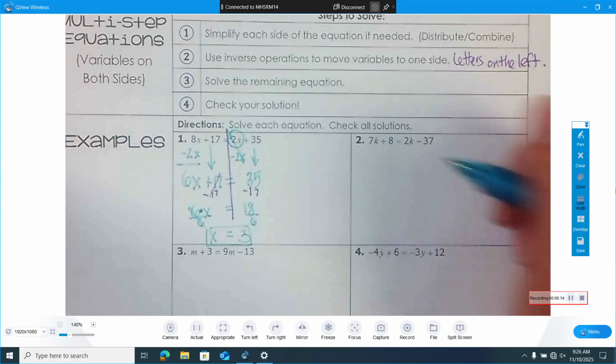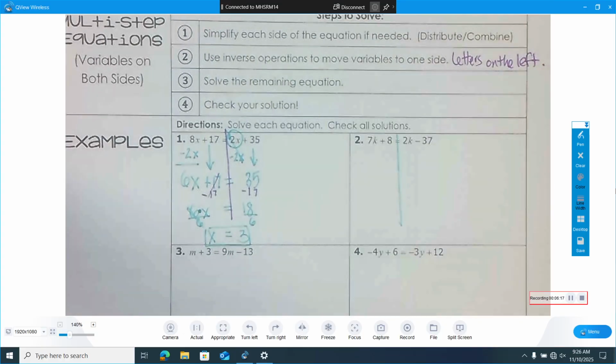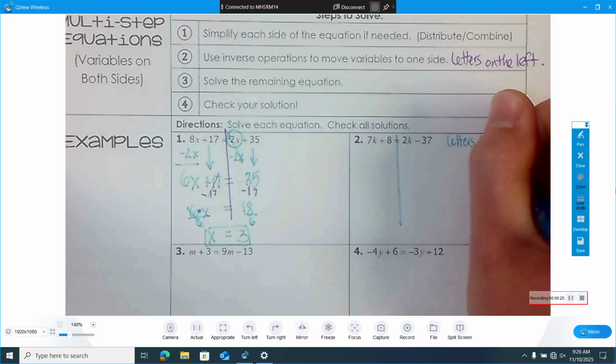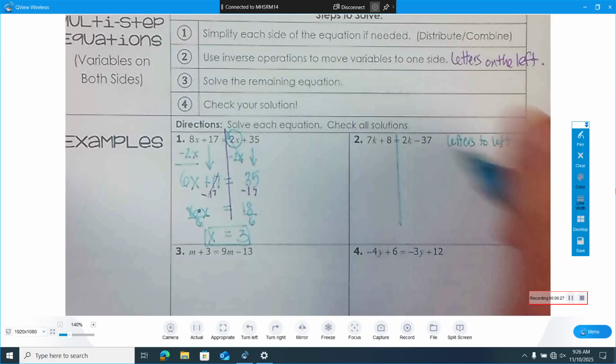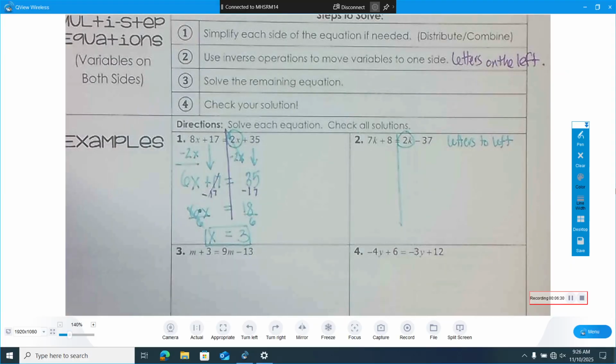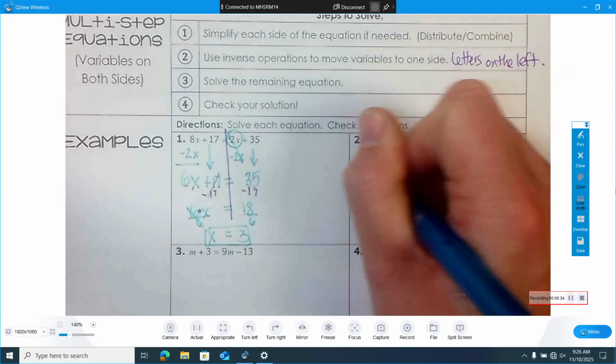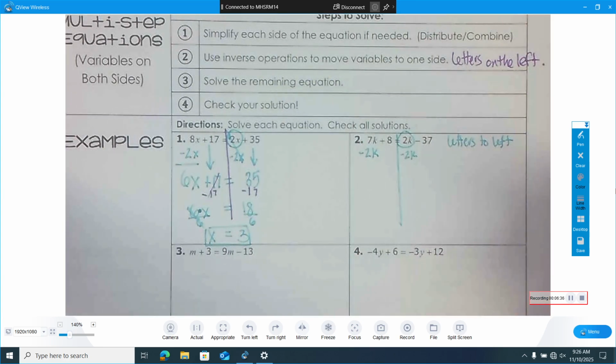Let's try number 2. I'm going to draw my wall. I don't have anything to distribute or any like terms to combine. I want my letters to the left. Letters to the left. So I have a positive 2k. How do I move it to the left? Minus 2k. We're going to subtract 2k from both sides.